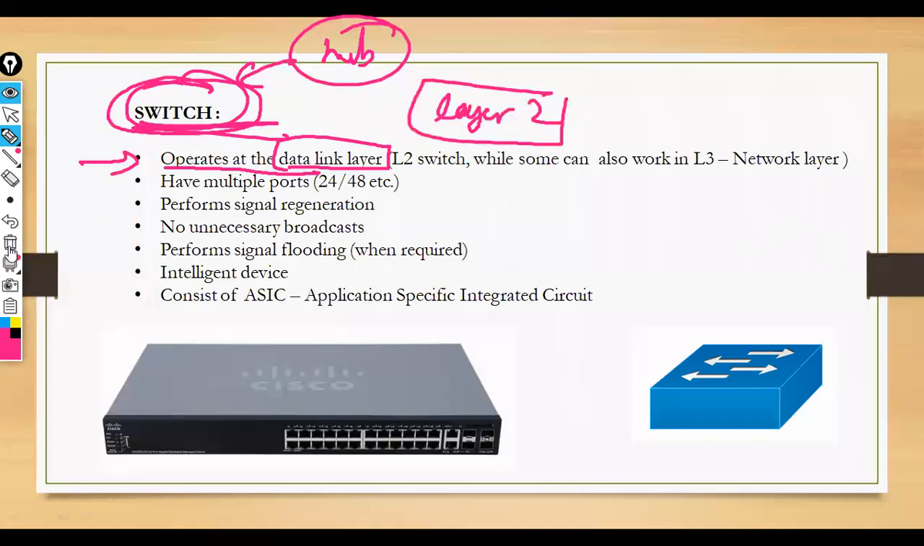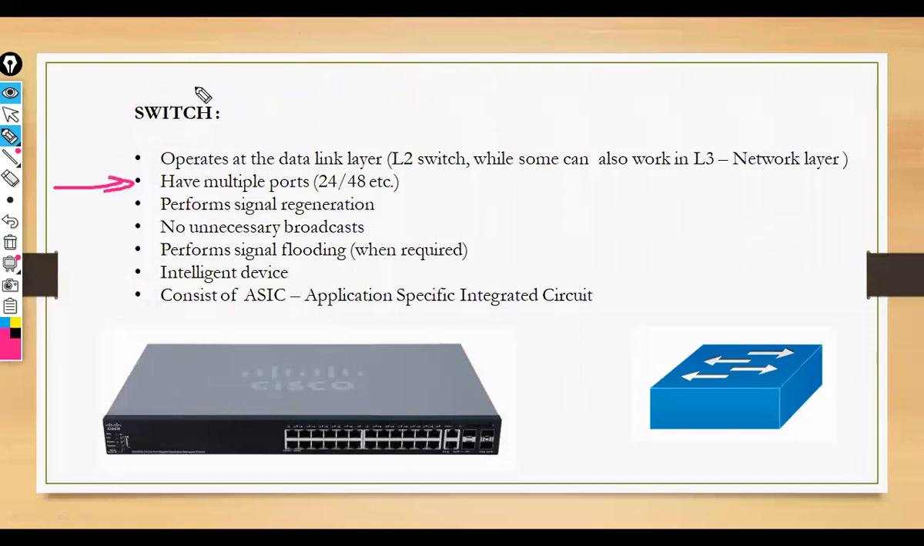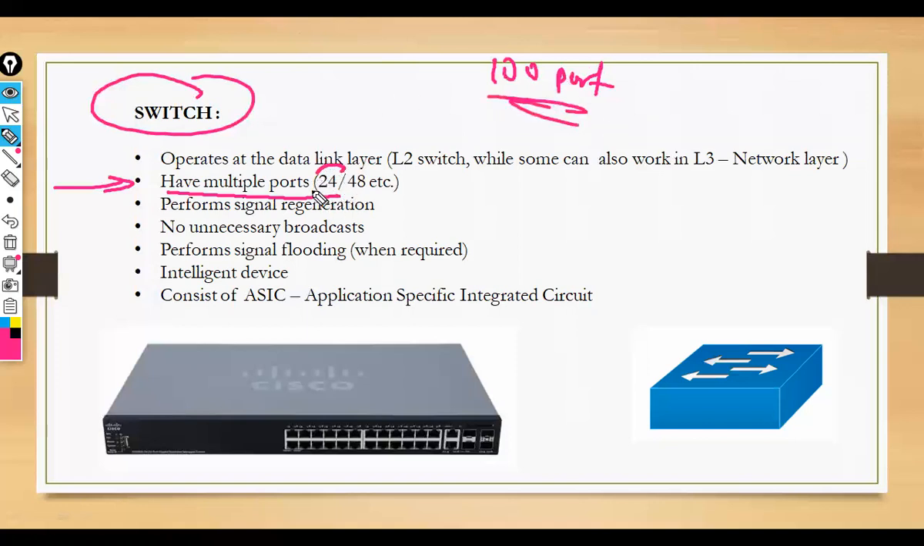Now, the next thing is that the switch has multiple ports. That depends upon the switch model. Sometimes a switch may have 100 ports or 100 interfaces. You may have a 24 port switch, a 48 port switch, or a 96 port switch. That depends upon the model. So the switch can have multiple ports or multiple interfaces. The exact word is interfaces.